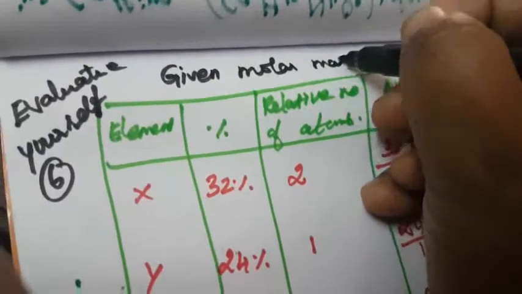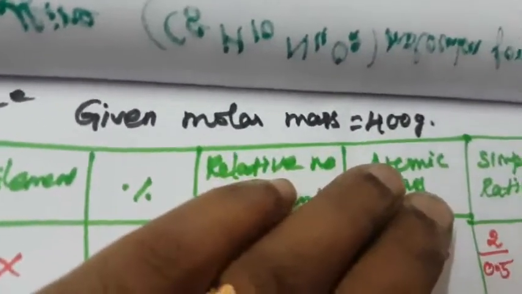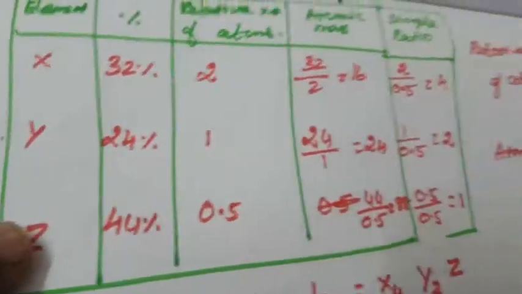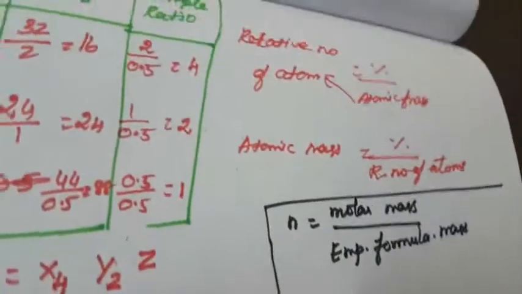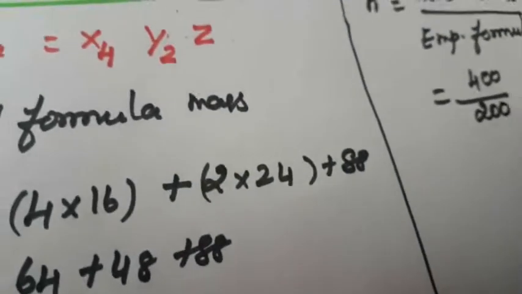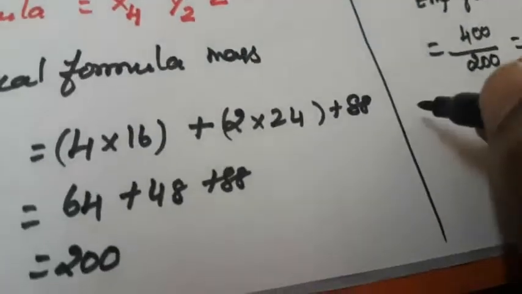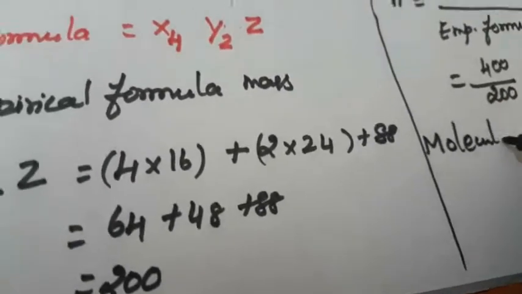The evaluate yourself question number is 6. Given data: the molar mass is equal to 400. These are already given values. From this given data we can calculate this. You can substitute that value: molar mass is 400, and the empirical formula mass we calculated is 200. So 400 divided by 200 is equal to 2.